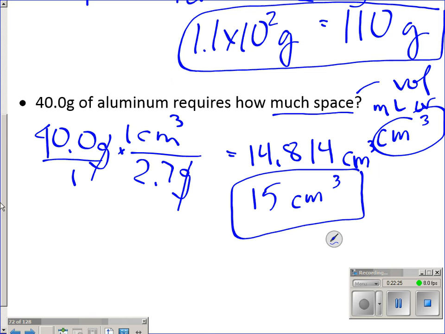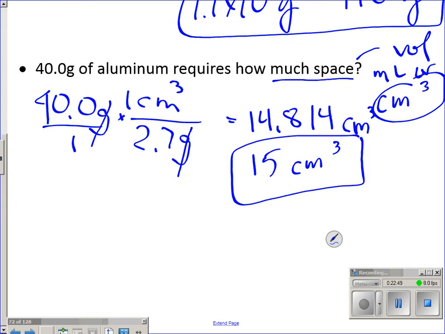What if I said how many millimeters are in 1 centimeter? 10. You know that just because you know how to read a ruler, right? Well, all of this stuff is just related to the metric system. King Henry dot drink chocolate milk. Got that from your video?